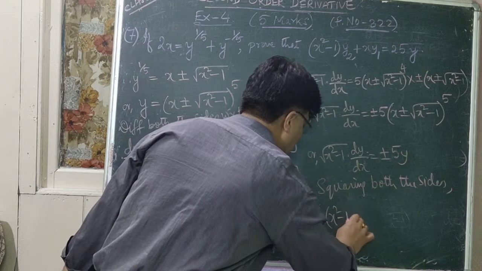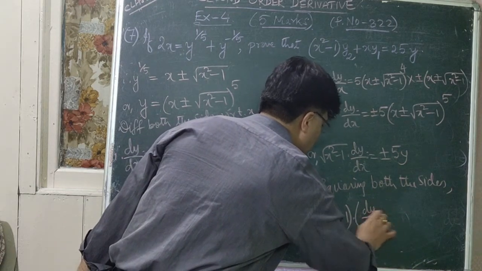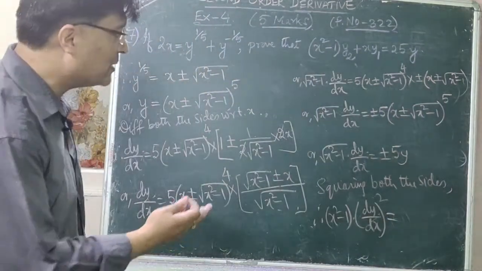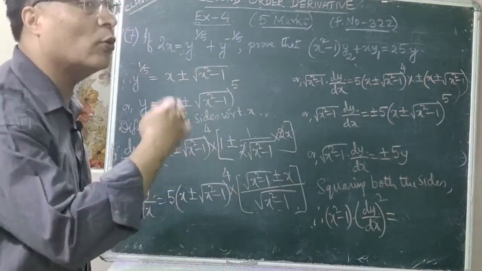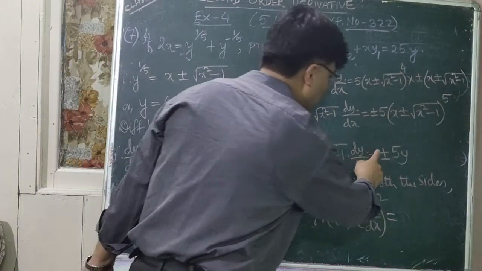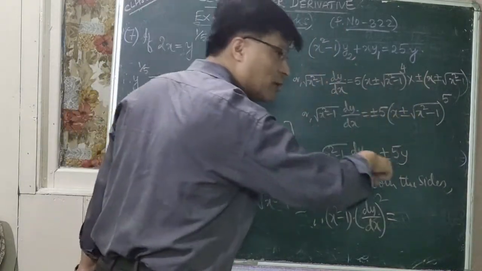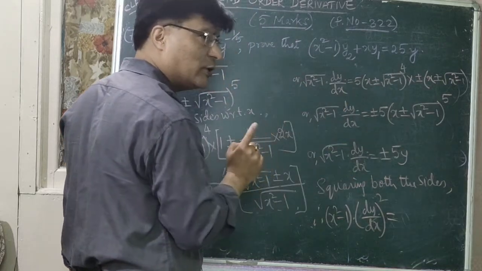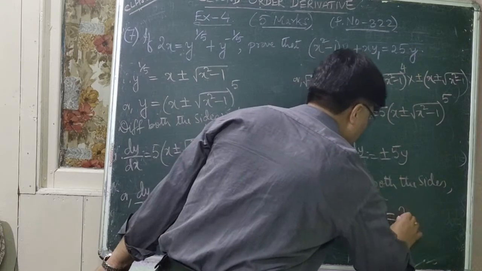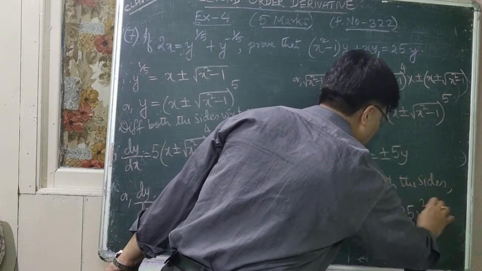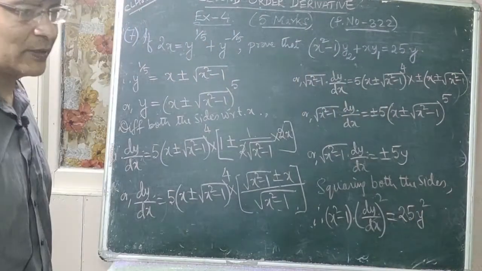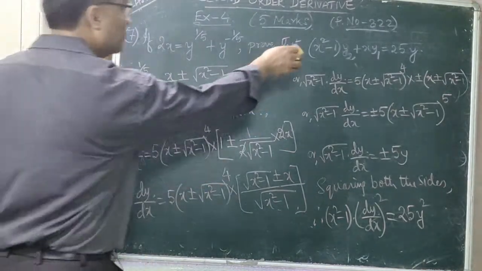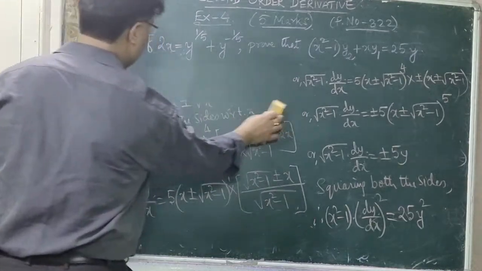So it will be x square minus 1 into dy by dx whole square, which is equal to, on the right hand side, plus minus 5y whole square. Plus whole square is plus. Minus whole square is also plus. So the plus sign usually we don't write. What is 5 whole square? It is 25. Then you can write y square. Okay. Now you can easily differentiate it. And we can prove this required result.